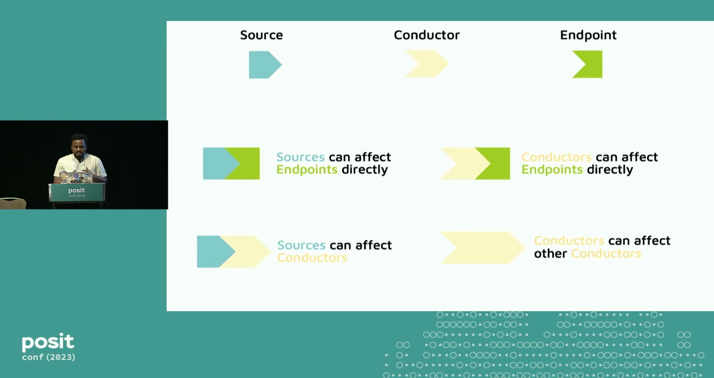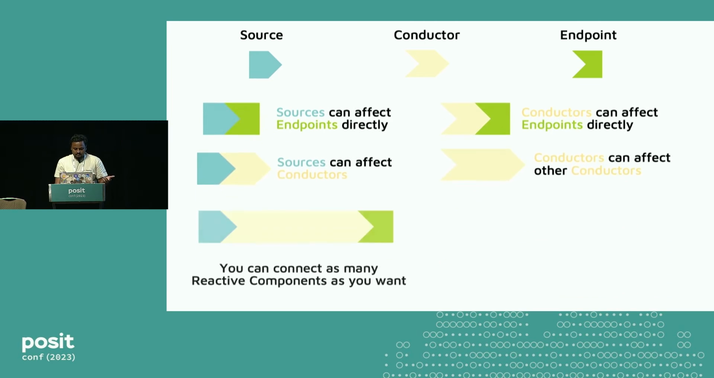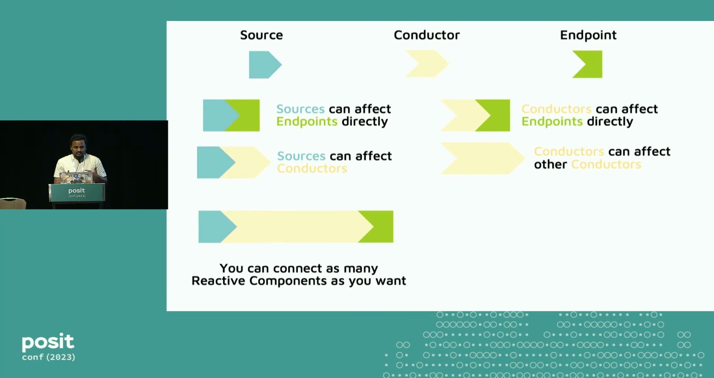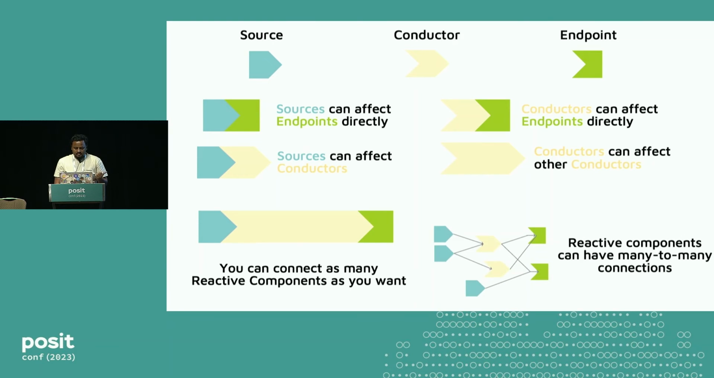You just need to remember 3 rules while working with these reactive functions. The shape determines how they can connect with each other. You can connect as many reactive components as you want. Finally, you can also have many-to-many connections with them. The simpler you make the reactive connections, the easier it would be for a human to interpret it and for Shiny to perform fewer computations to get things done.